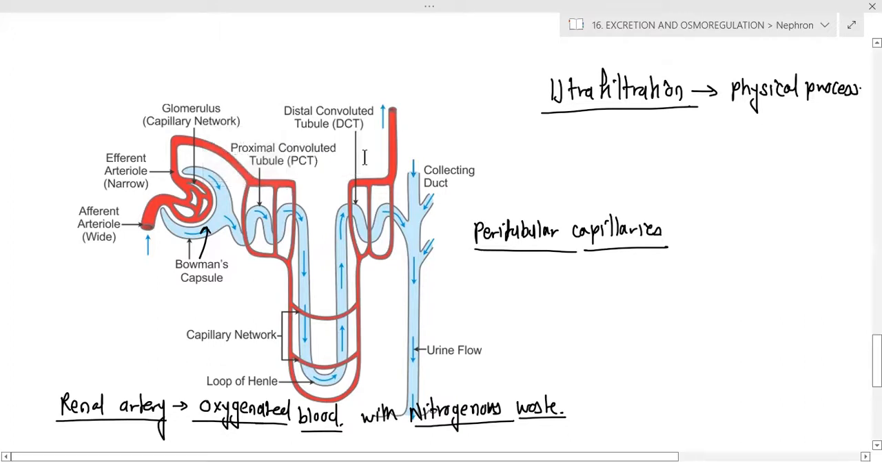Okay, let's come back to the point. So remember, whatever the renal tubule contains will become urine. What remains inside the renal tubule will become urine. Are you understanding?